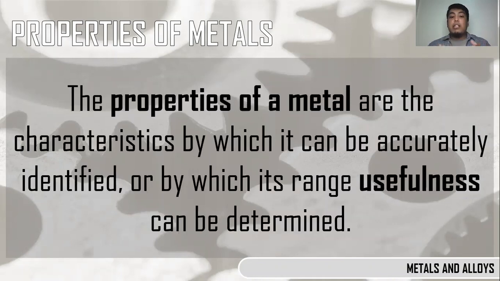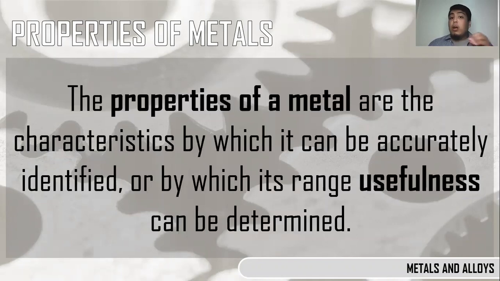And take note, your properties also determine the range of usefulness of the material. For example, because foam is soft, we can use it in this manner. Because aluminum is light, we can use it in this manner. Because iron is strong, we can use it in this manner. So these properties actually dictate the usefulness of our materials.